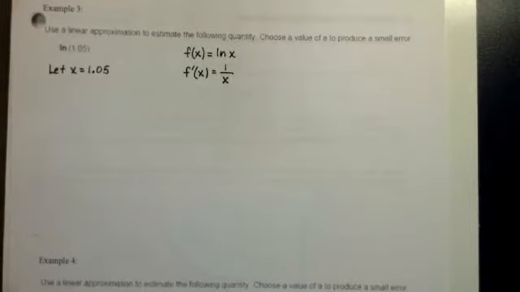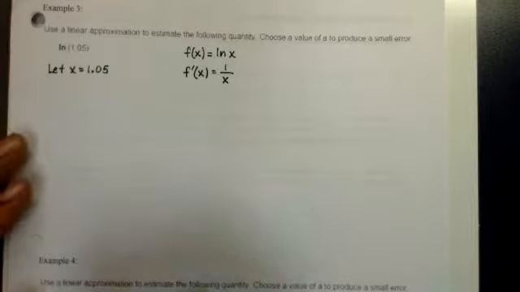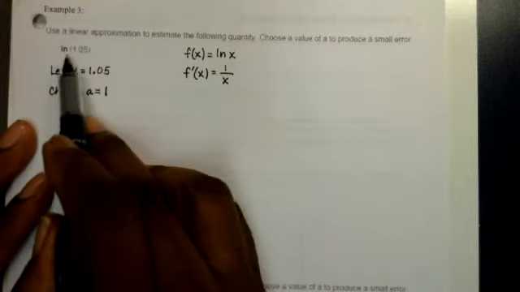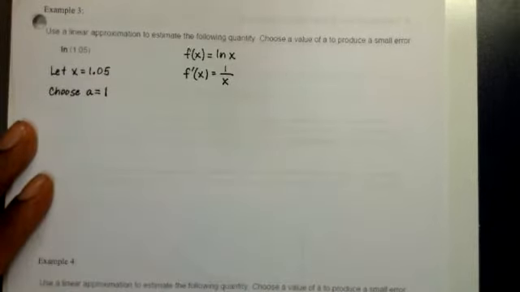This was back in chapter 3 when we were taking derivatives of logarithmic functions. One of them is the natural log of x. Its derivative will be 1 over x. All right, since I let x equal 1.05, I want to choose some value of a that I can easily find the natural log of. And if I choose a to be equal to 1, the natural log of 1 will be equal to 0. So I'm choosing a is equal to 1.